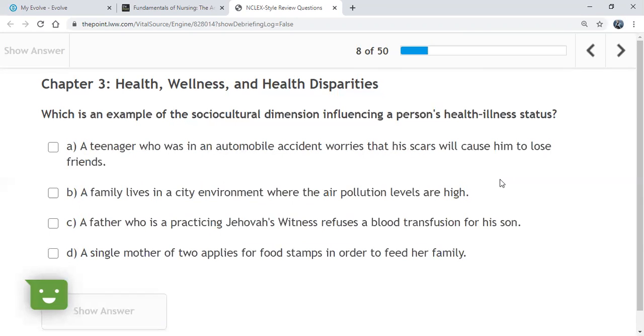Which is an example of the socio-cultural dimension influencing a person's health illness status? Socio-culture. D. Okay, D. Anybody else? Y'all can all chime in now.